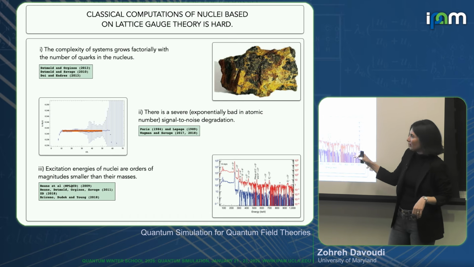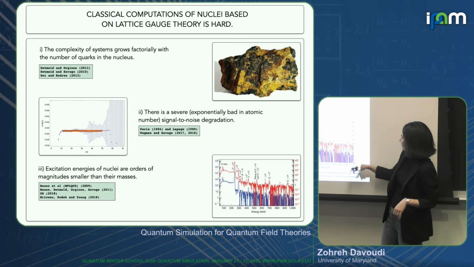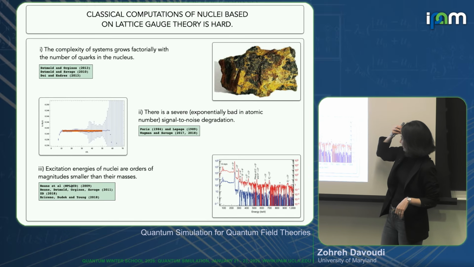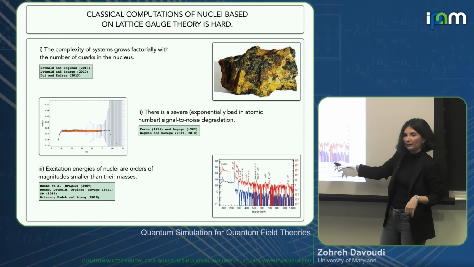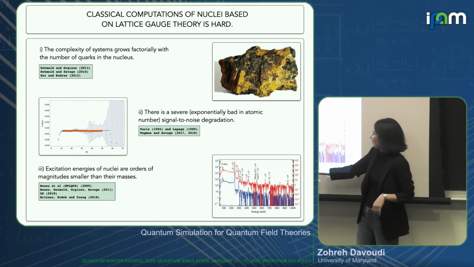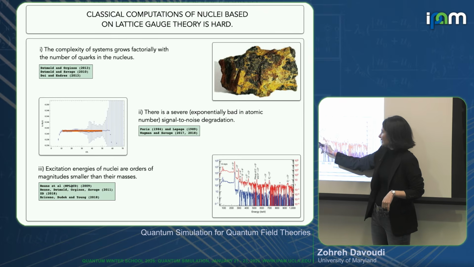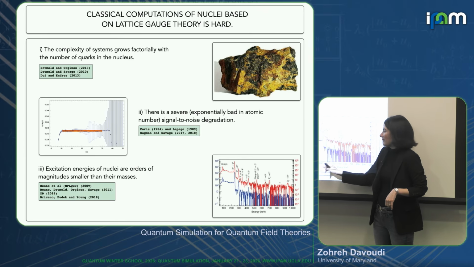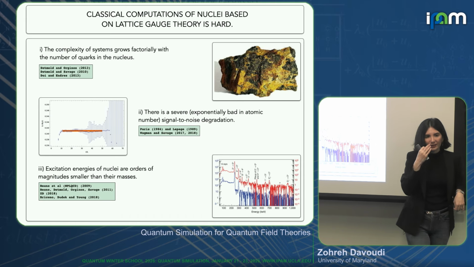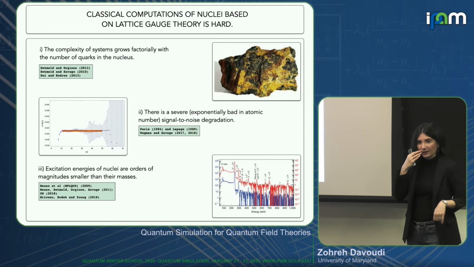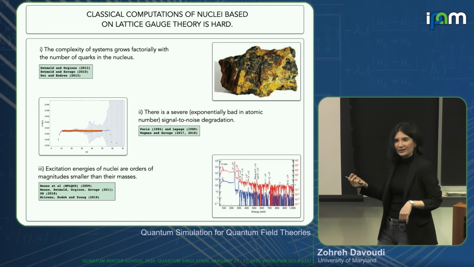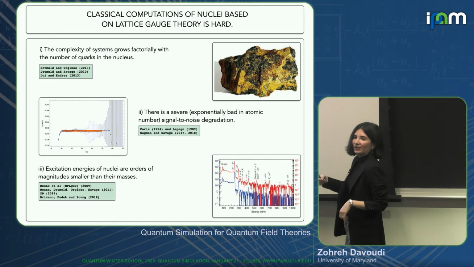I think one of them is radon, one of them is radium. At some point, I had the reference. I don't know what happened to it, but it's from an experimental paper. And then you can see that these are like kilo electron volt energies between these excitation gaps. And the masses of these objects are hundreds of giga electron volts. So it's like orders of magnitude difference in the ground state energy and the excitation gaps.